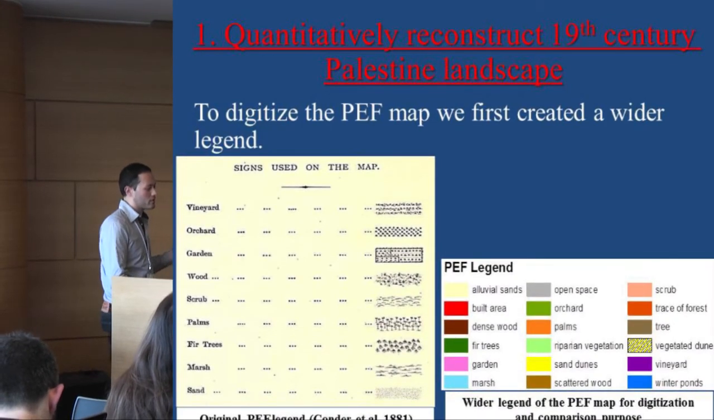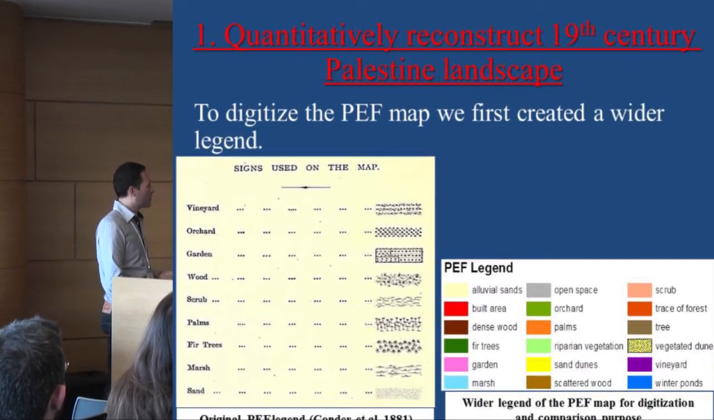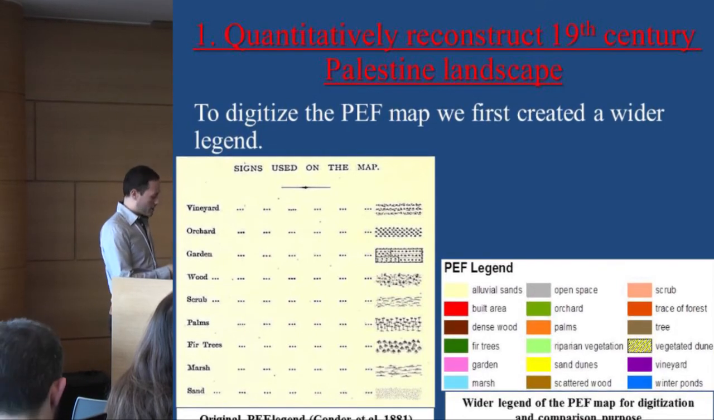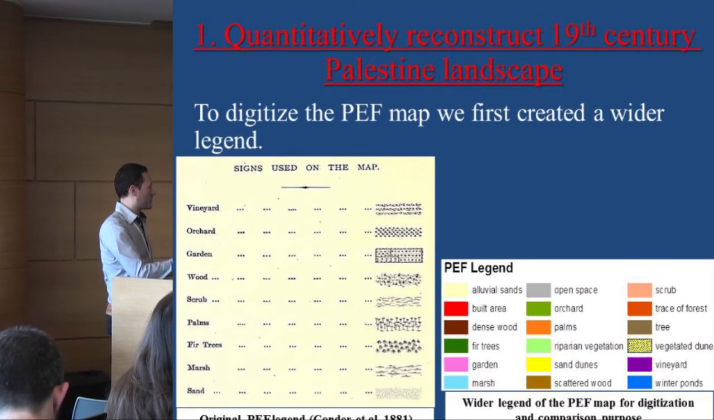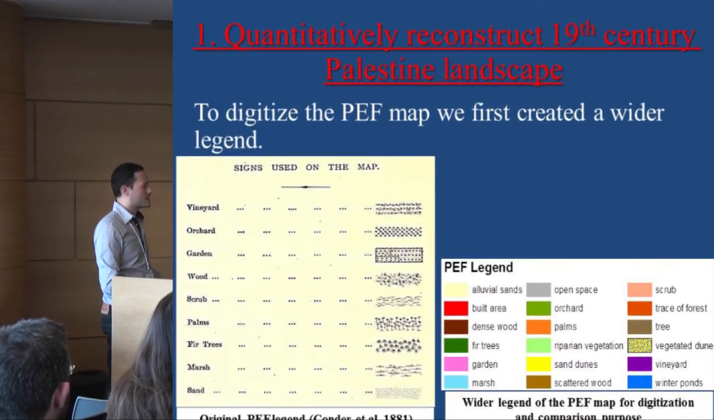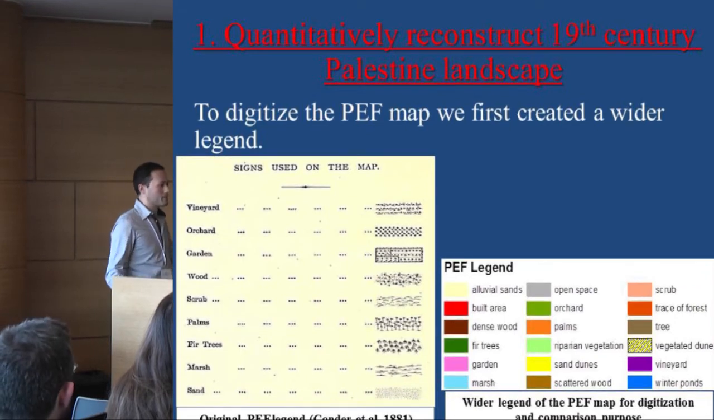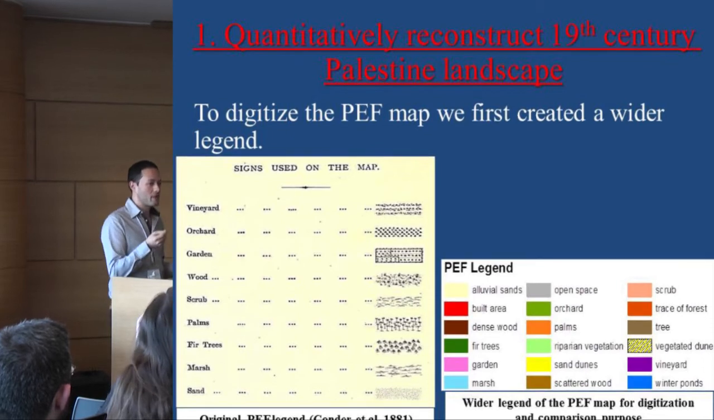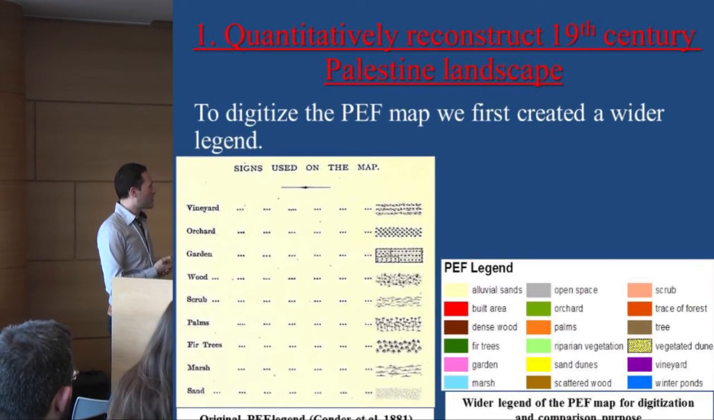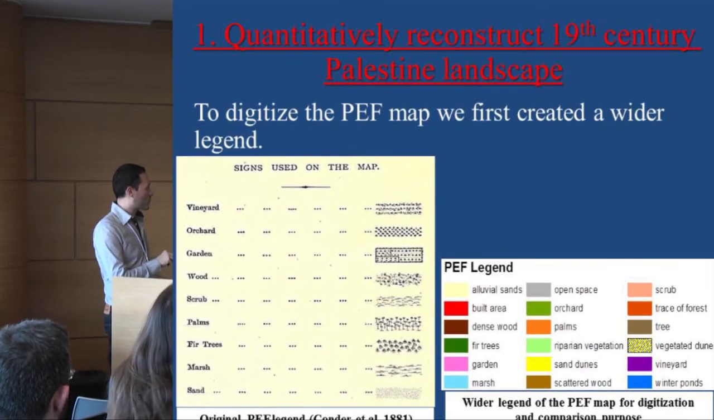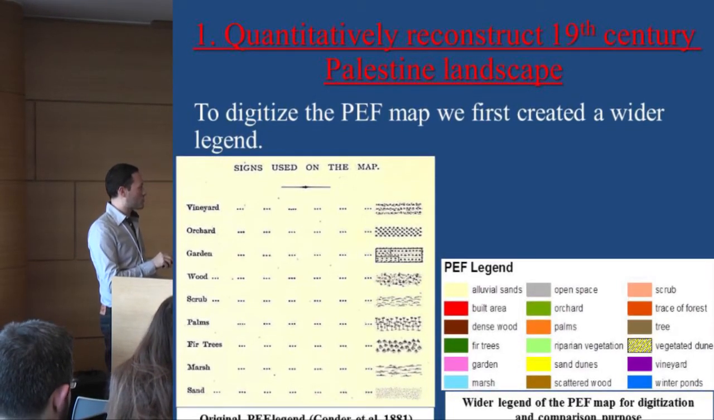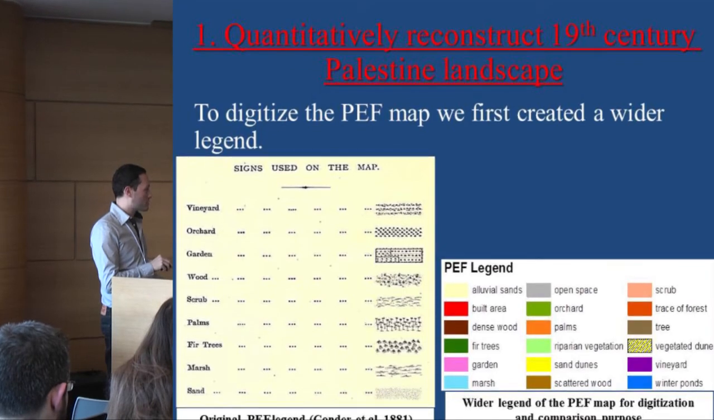So the first thing, we wanted to reconstruct the PF map. What we did, we created a wider legend. This is the original legend. The reason is that, as Noam showed before, the PF map was done by different surveyors, and different surveyors drew the map a bit differently. In some categories, we weren't sure exactly to which of the original categories they match. So we created a wider legend.